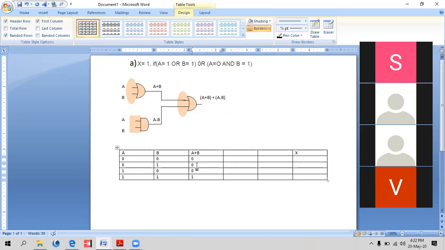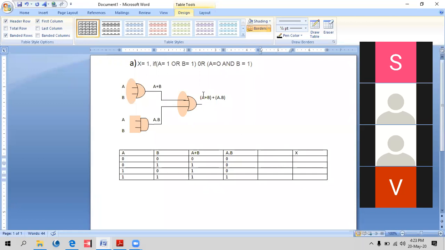So this is wrong because 0 or 1 is 1, and 1 or 1 is also 1. That's the way. You gave the answer for A plus B. So let's see A and B, A dot B. For that, A and B, then that's correct. So it will be 0, 0, 0, and 1. Only the last one will be 1. That's right, because both have to be on, or 1.